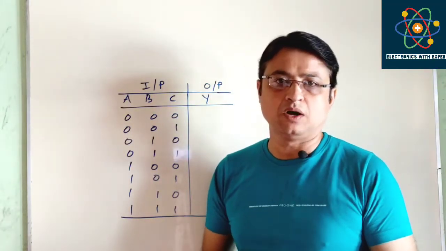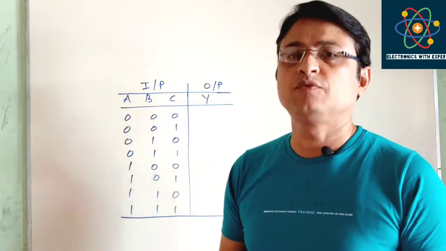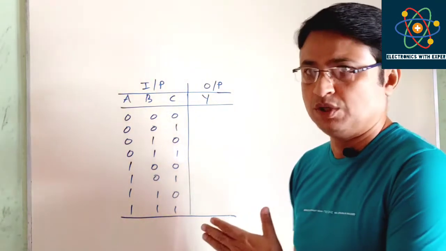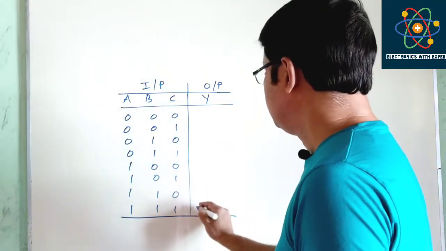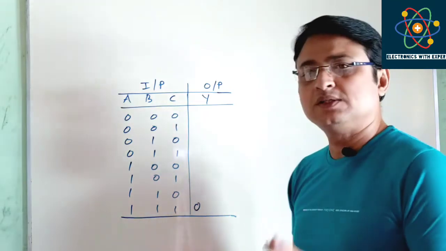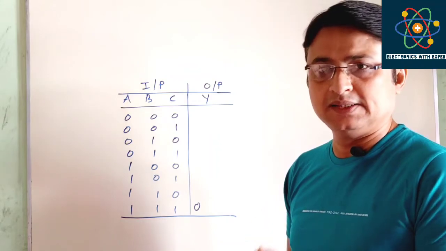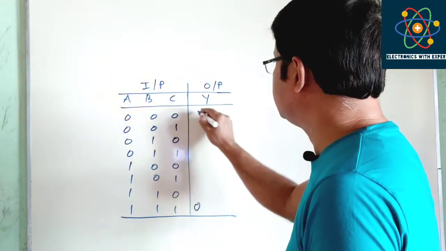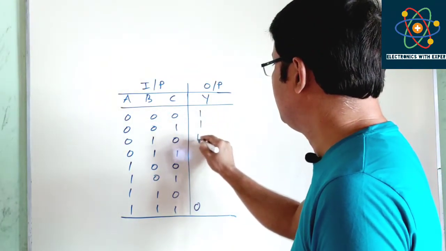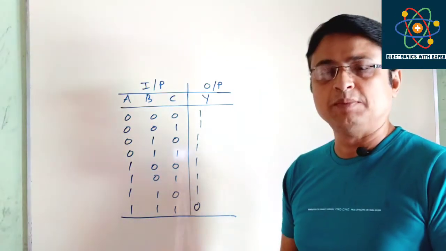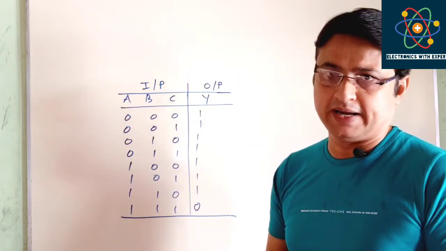From the truth table of a NAND gate, we know that when all the inputs are equal to 1, the output is 0. So here only for A equals B equals C equals 1, the output will be 0, and in the rest of the cases the output will be 1. So this is the truth table for a 3-input NAND gate.